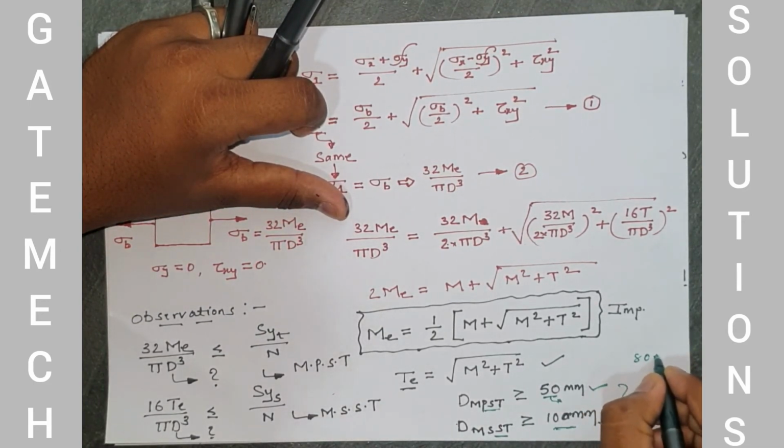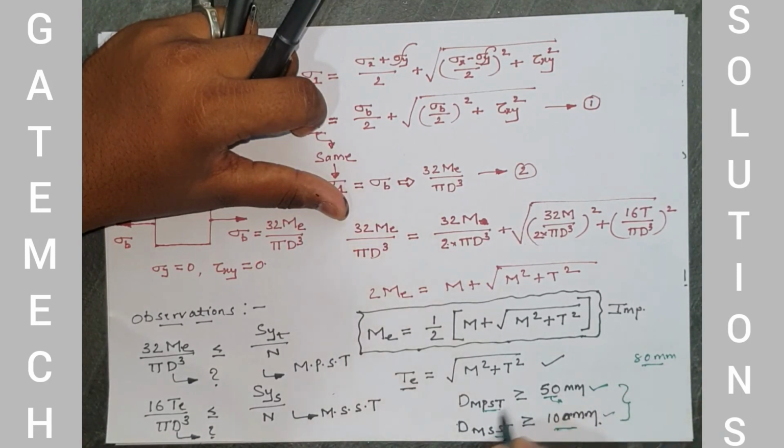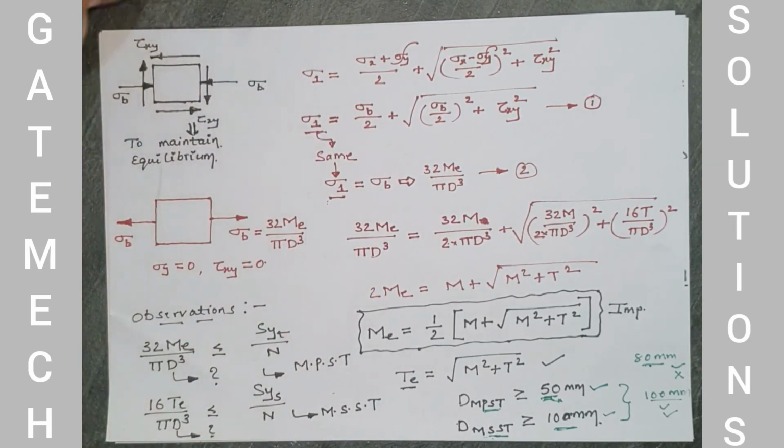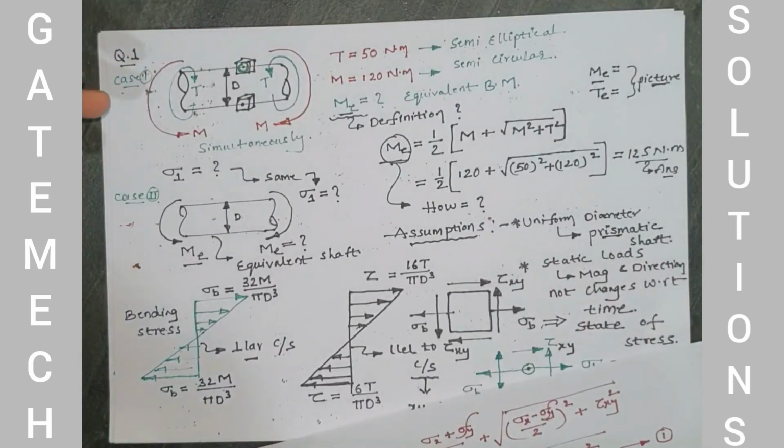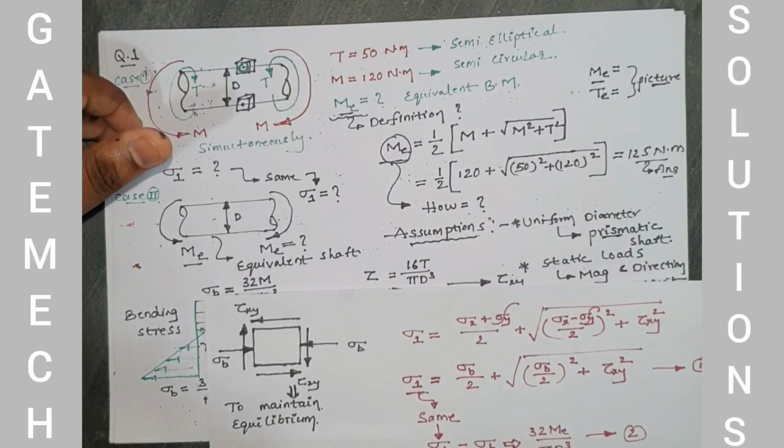But if you make the shaft with an 80 millimeter diameter, then according to MPST it is safe, but according to MSST it is not safe. So to make both conditions safe, it should be more than 100 millimeter. With more than 100 millimeter, according to MPST it is also safe, because 50 is enough; the minimum diameter should be 50. According to MSST, the minimum diameter should be 100 millimeter. So if you make it more than 100, according to MSST also, that will be a safe condition. So clear? Like that, equivalent bending moment and equivalent twisting moment concepts are key.